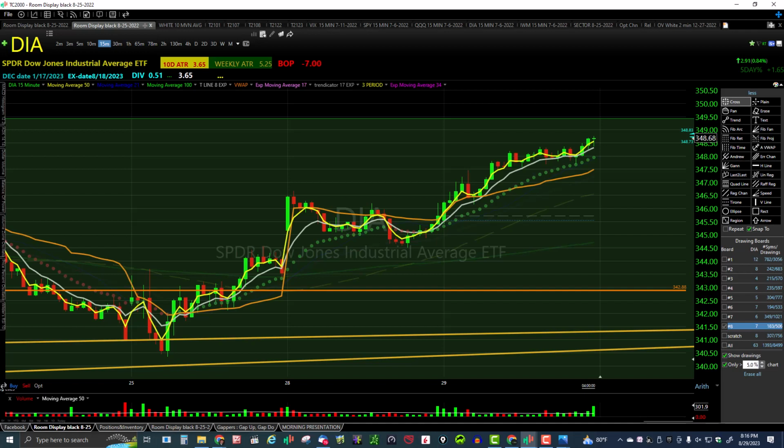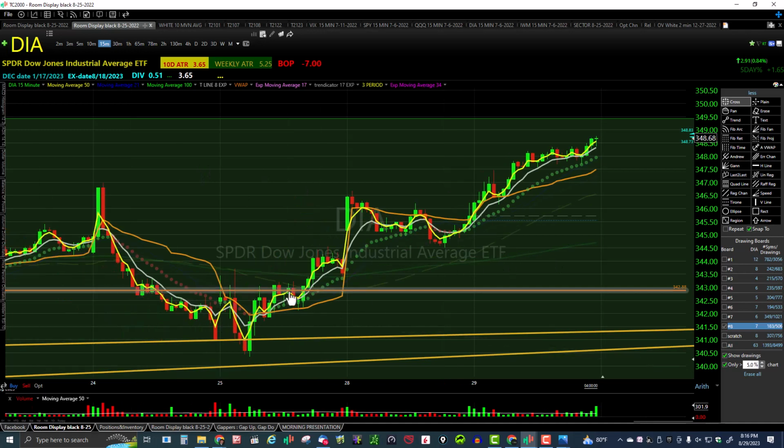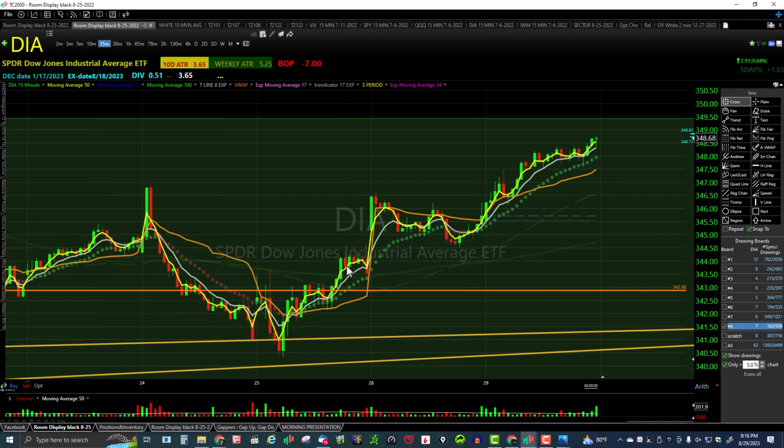All right, so there's the diamonds. There's your 10-minute trend, and you're in. And there's your confirmation, 10-minute uptrend over VWAP.